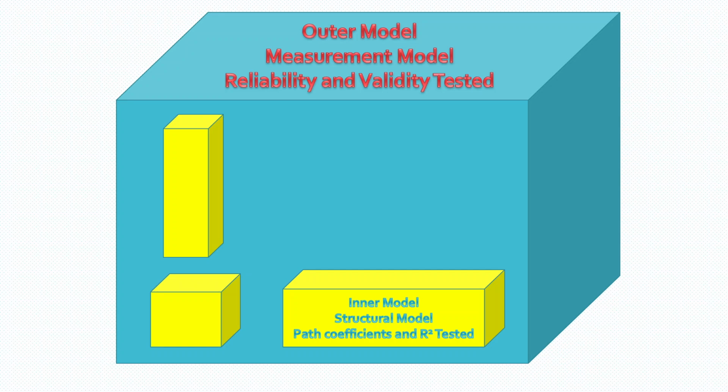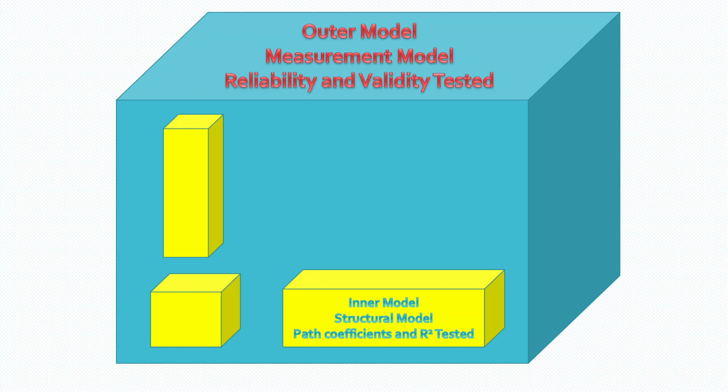Now, the statistics, or rather, the things which you will measure for the structural model are path coefficients and R square. Consider these yellow boxes as your furniture. You can reorganize your furniture in whatever way you want. That is the inner model, you can reorganize it. But it can only be done when the reliability and validity of the model is established.